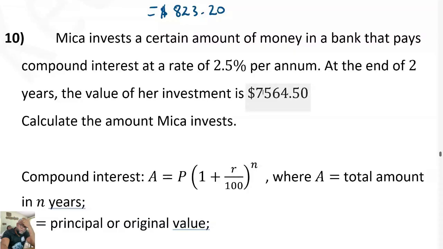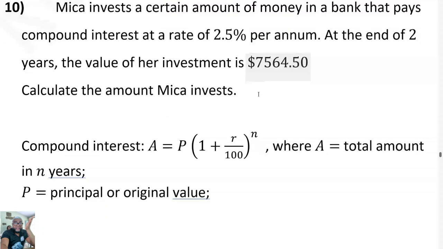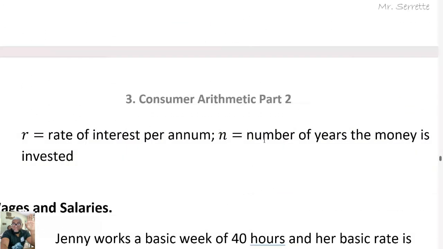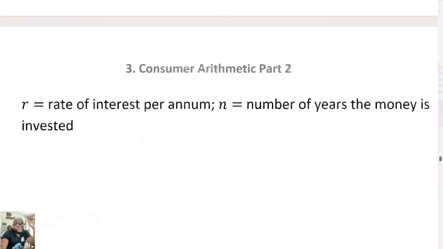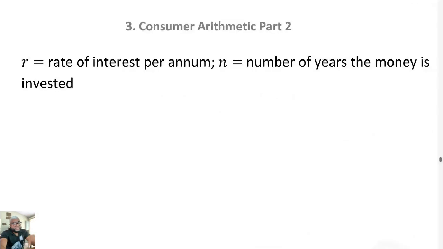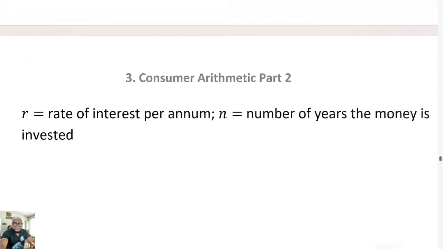This is the value of her investment at the end, so they actually give us the total amount. They just give us the formula that I gave you above. A is the total amount, P is my principal, R is my rate, and N in this case is the number of years. CSEC actually gave us this formula.